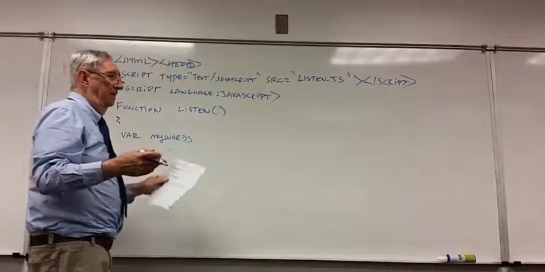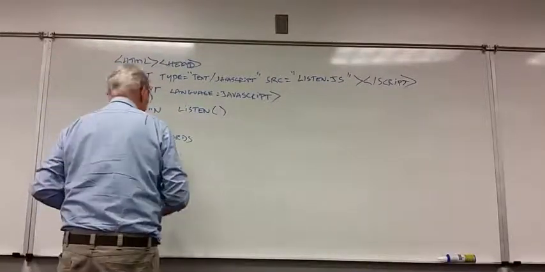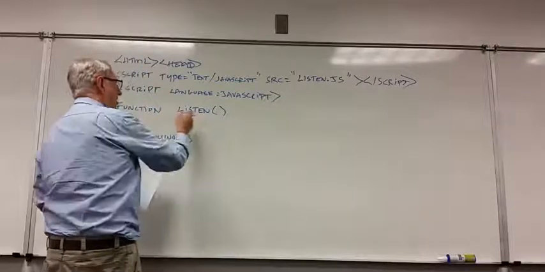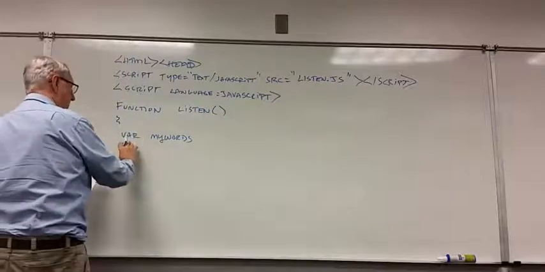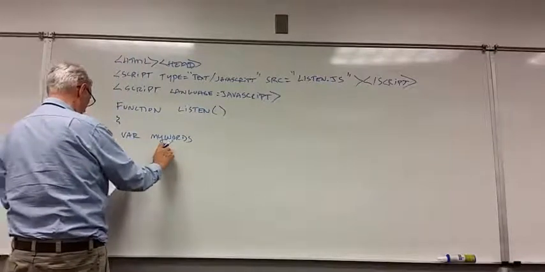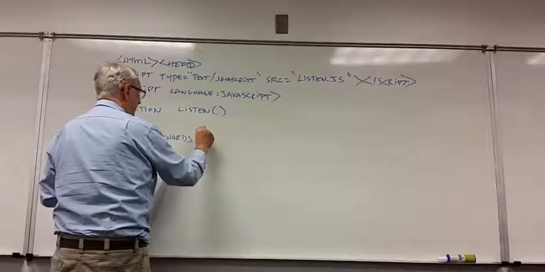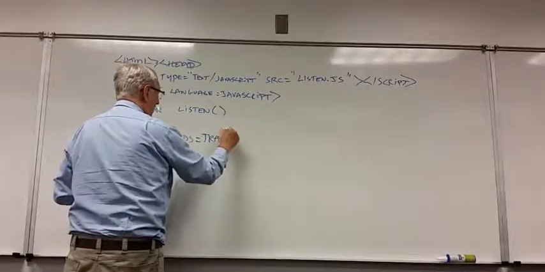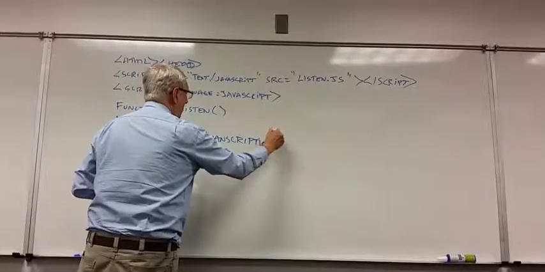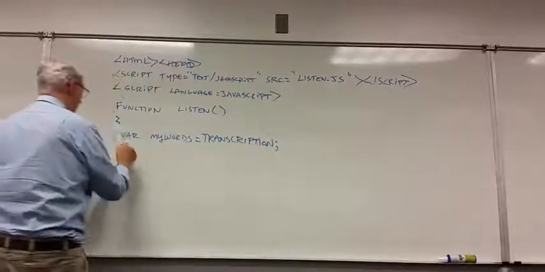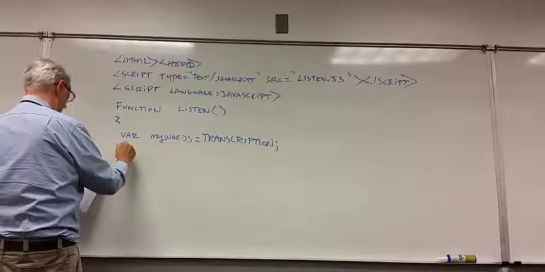Maybe I should name it. Let me call it something. Well, no, I can't because it's online like this. So I'll use this one. So listen is the function. I gave it that name, okay? And what happens is I create this variable right here called my words, and it equals transcription. I'll explain that in a second. And then I say one.